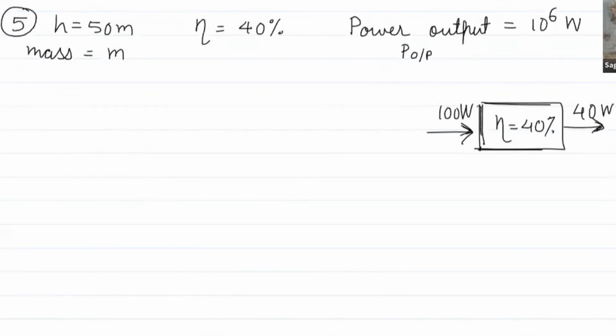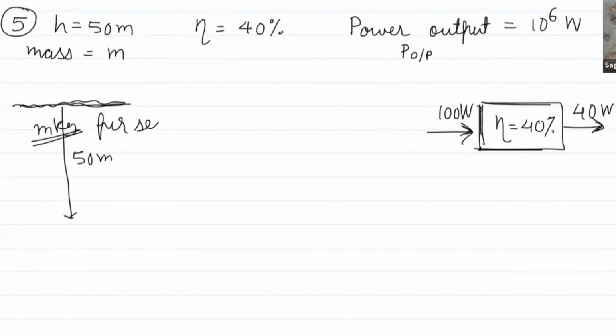Now here what is happening? So this is a water reservoir, and water is dropping from a height of 50 meters. Now let us say that the water falls from a height of 50 meters. So if we assume that m kgs of water falls per second, then the power will be work upon time. That will be mgh upon 1, like 1 second.